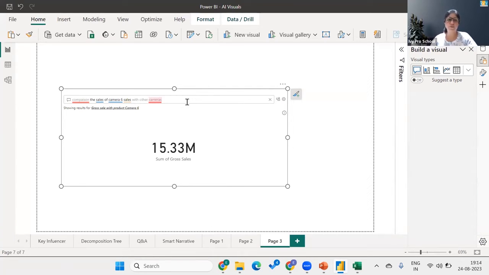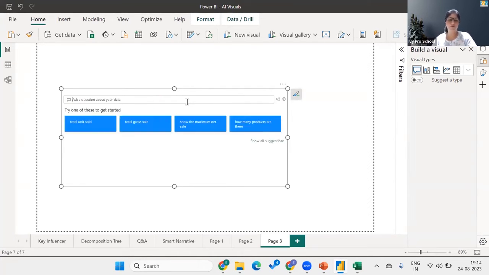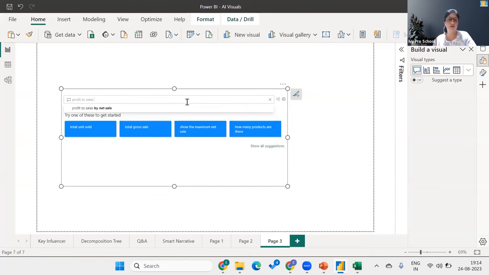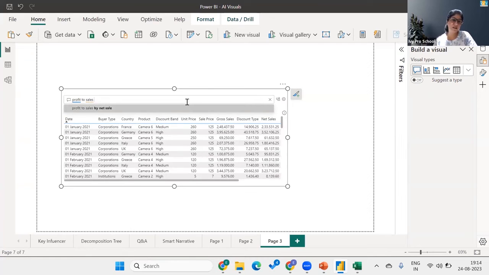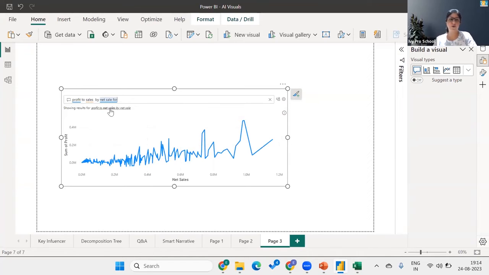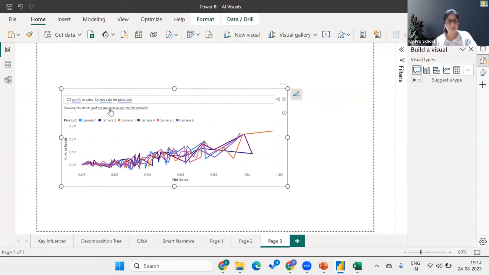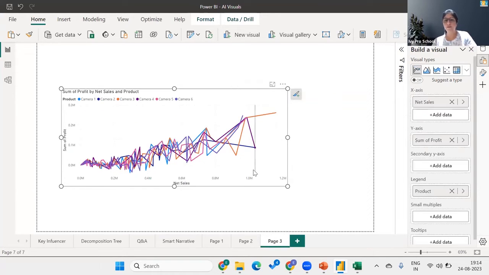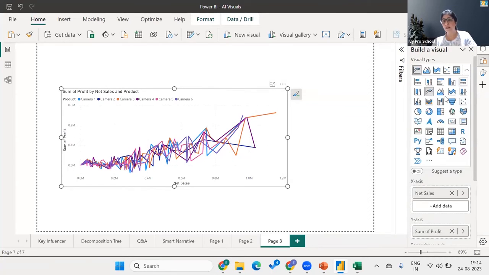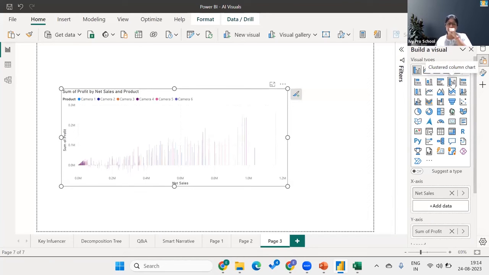Okay, I thought I'd go a little bit beyond it. So let's say profit to net sales for, what do you call, products. So this is profit to net sales for various products. If I had this Q&A but I don't like the visual, then I can always go back and make it a column chart or a bar chart, whatever we find suitable.